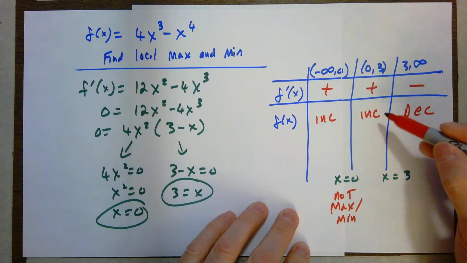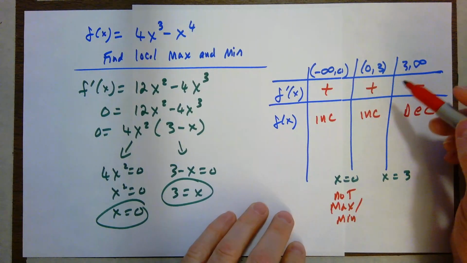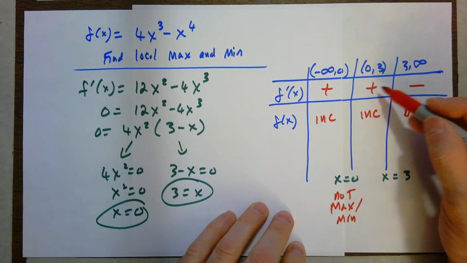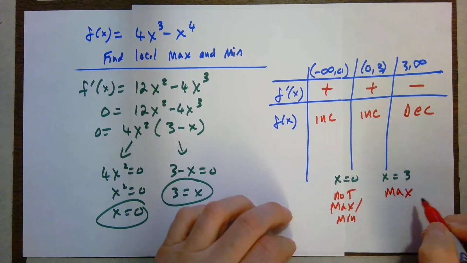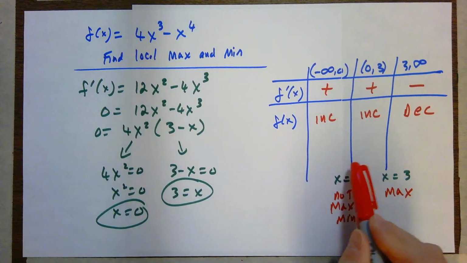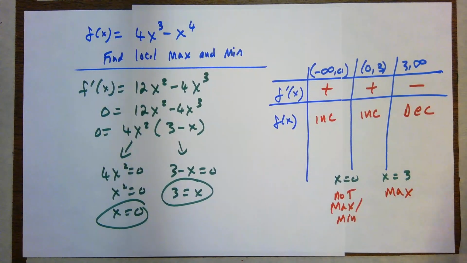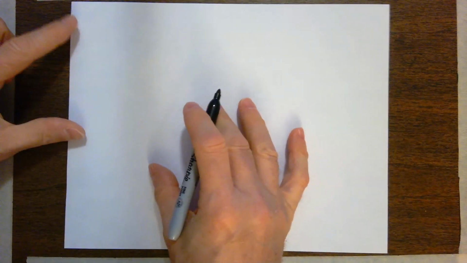What about over here? At 3, I'm changing from increasing to decreasing. My tangent lines are changing from positively sloped to negatively sloped. Obviously at 3, I'm going to have some sort of maximum value. But the key here is that at 0, it's not a maximum and it's not a minimum. How is that possible? So here's the algebra behind it. Let's take a closer look and look at a couple of graphs. Maybe if we looked at some graph examples, we might be able to spot it a little bit better.